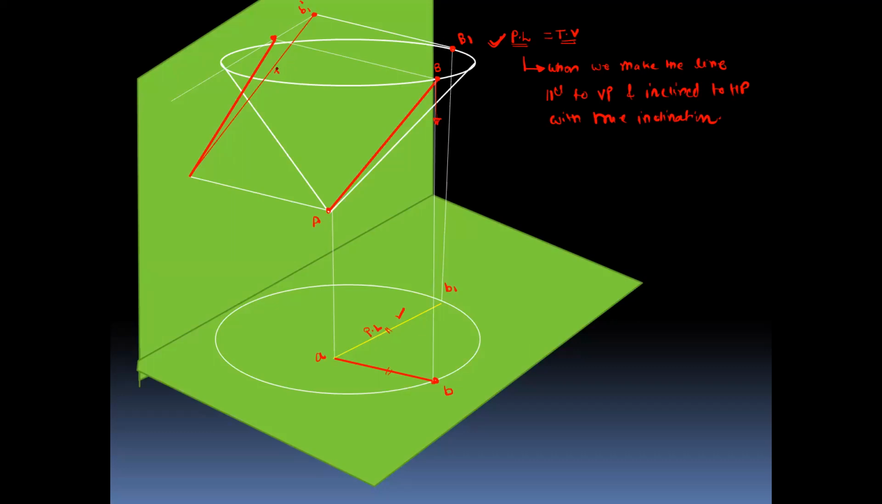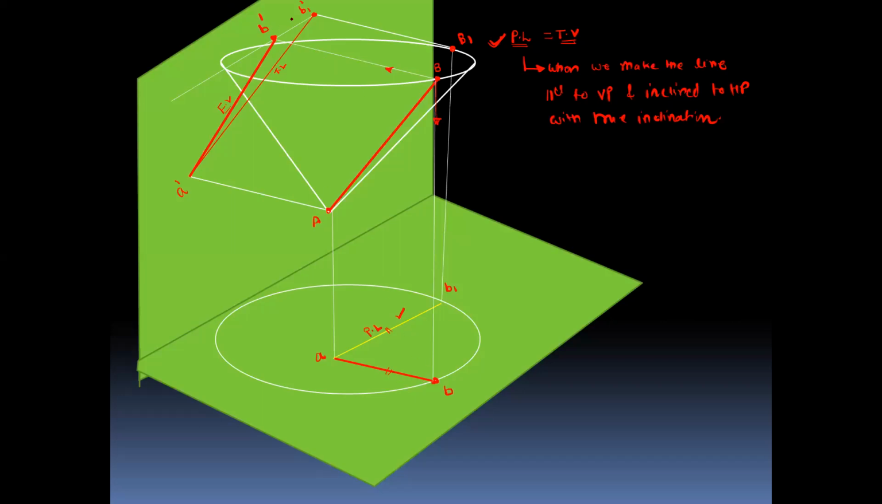Okay, so this corresponds to the true length, that is A dash and B1 dash. And the actual projection of the point B in the front view is called B dash. So A dash B dash is called the actual front view. Okay, so I hope this concept is clear: what is the actual front view, and what is the actual top view.